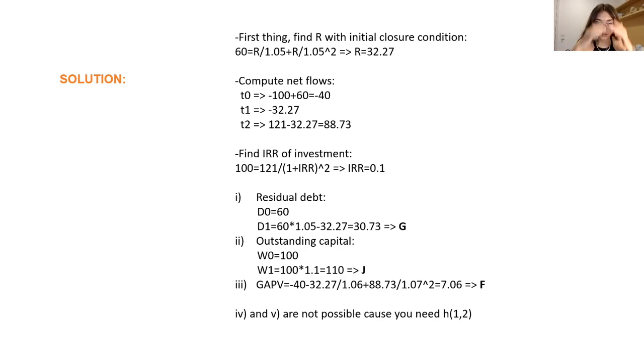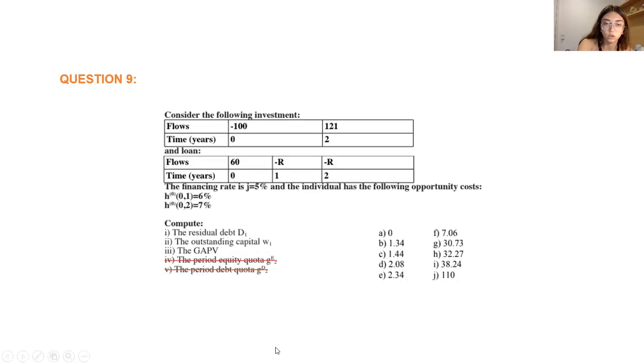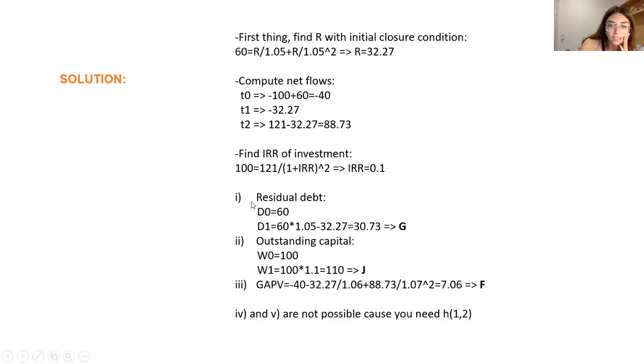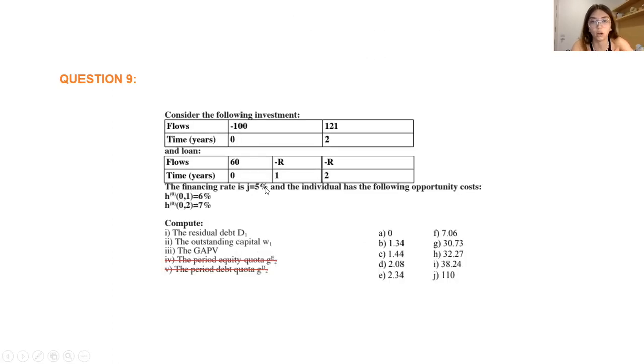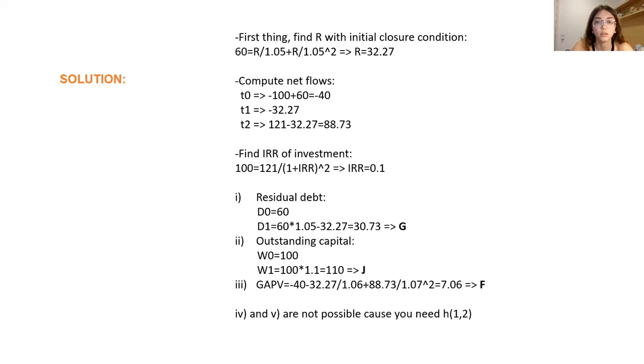And then what is going to be your outstanding capital at 1? So W1 is going to be 100 times the internal rate of return of the investment. Be careful that here you're not going to use the 5% of your financing rates. This one you use for the loan. To compute your outstanding capital, you need to use the IRR of the investment. So here you're like, oopsie, I have to compute the IRR of the investment. But you know how to do so. You want 100 to be equal to 121 that you discount twice. And doing so, you manage to compute your IRR.